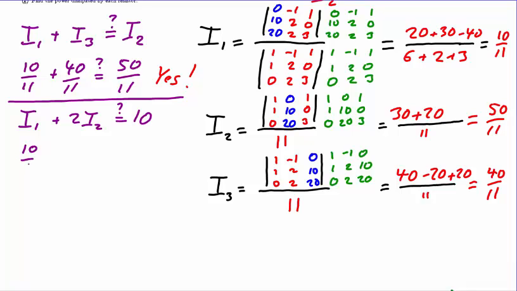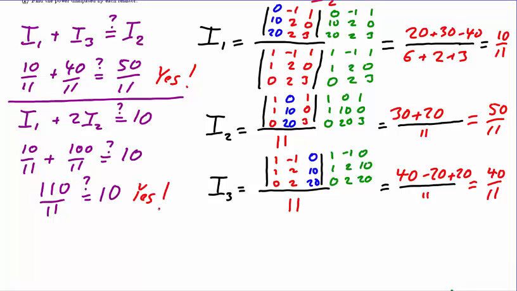I1 is going to be 10 elevenths, and since I2 is 50 elevenths, we're going to double that to get 100 elevenths, and ask ourselves whether this gives us the value of 10. Well, 100 elevenths plus 10 elevenths is 110 elevenths, and if we simply do the division, we find that indeed these values satisfy the equation. Therefore, we conclude that our 3 values, I1, I2, and I3, written, as I remind you, in milliamps, are correct.